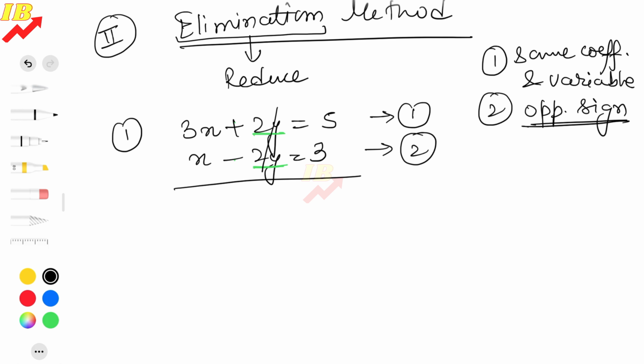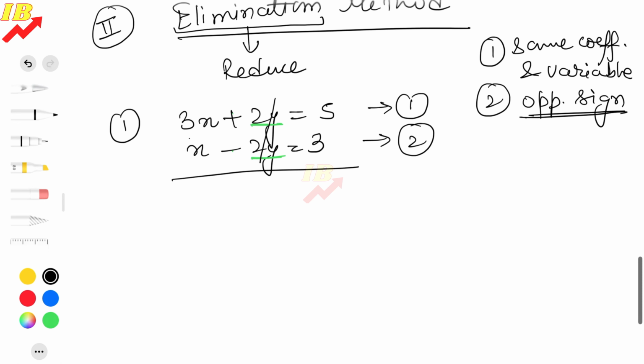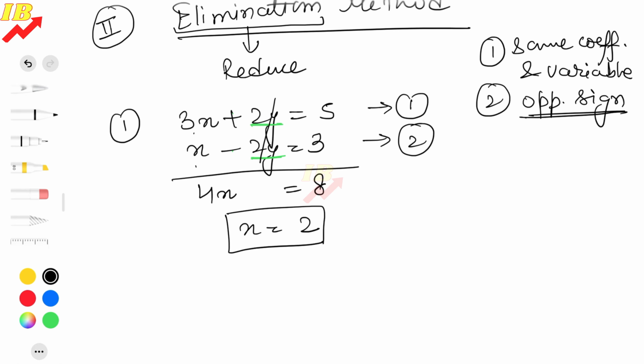Plus 2y and negative 2y cancel and give you 0. Similarly here we have 3x and 1x, so it becomes 4x equals 8. So x comes out to be 2. Look how easy this is. You're simply getting a very quick answer here.